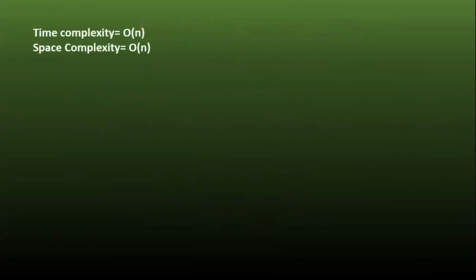The time complexity of this algorithm is big O of n because we are running the loop for n minus 3 times. The space complexity is also big O of n because we are taking extra space to store the intermediate values and the size of the array is n. Can we not reduce the space complexity?